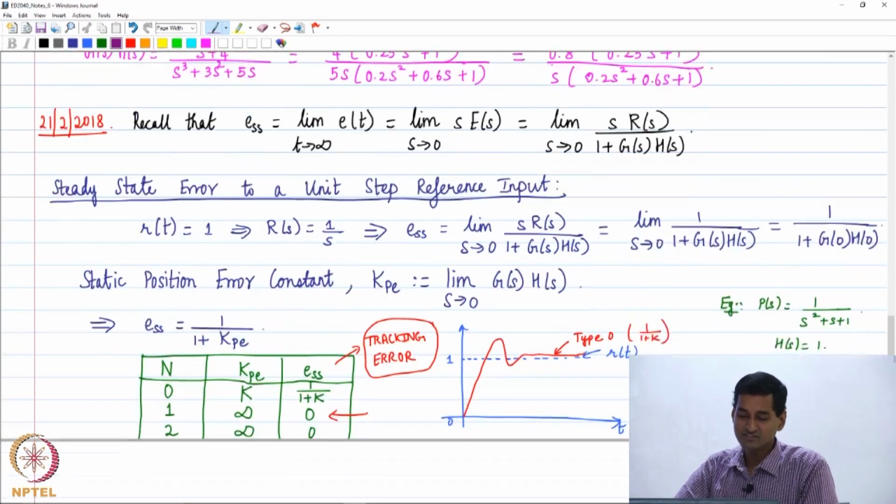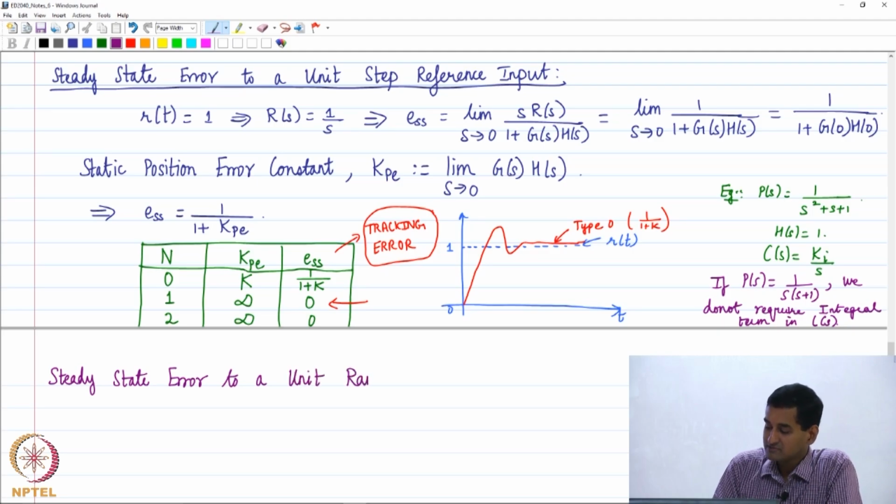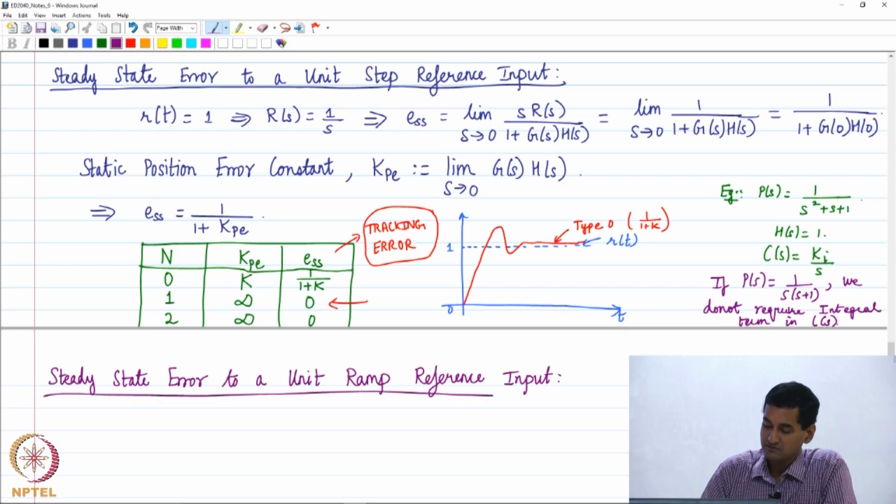Okay. So, that is for a unit step reference input. So, the second input which I am going to consider is steady state error to a unit ramp reference input. Different controllers for different sort of input. I am sorry, what is it? You need different controllers for different input.